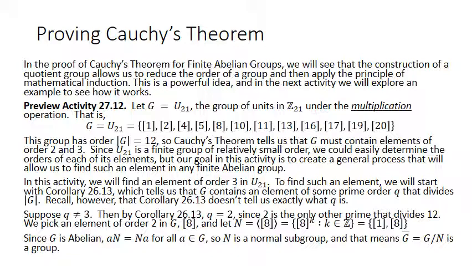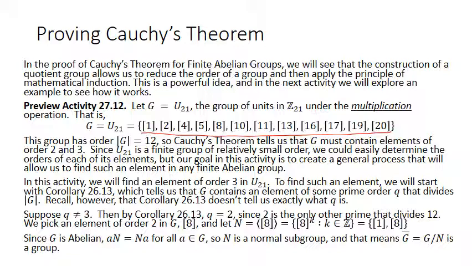The instructions here: let G equal U21, which is the group of units in Z21 under the multiplication operation. Usually when we're in Z mod some number, we're doing addition, but for the units we can do multiplication for the operation. So this group consists of the following 12 elements. These are all of the elements that are relatively prime to 21. In case you forgot, that's what units are. They are relatively prime to the modulus 21, so that allows them to have a multiplicative inverse. So this group has order 12, so Cauchy's theorem tells us that G must contain elements of order 2 and 3.